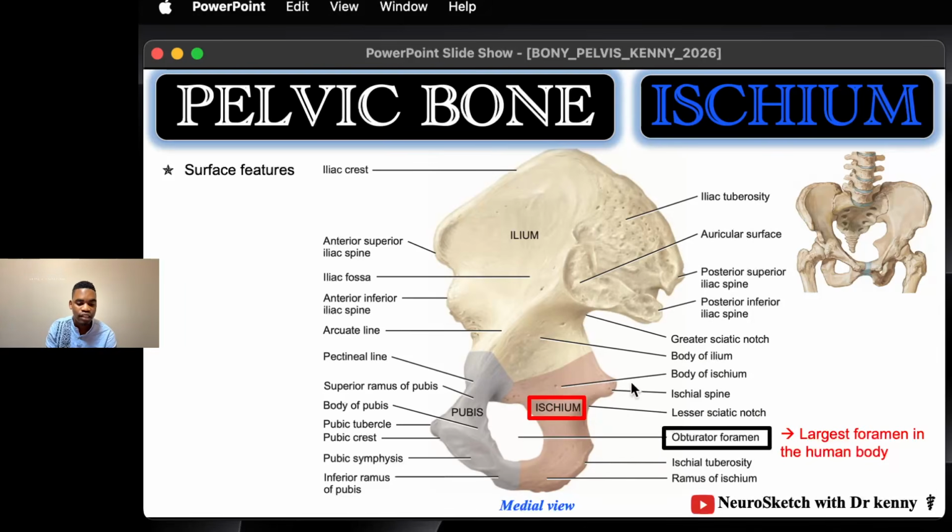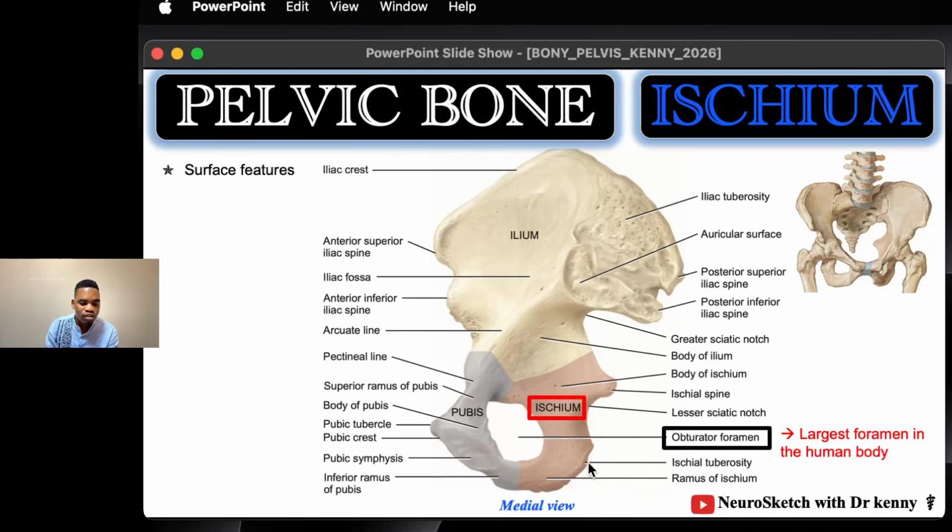The very first one is called the ischial spine. We have only one ischial spine. This is why we don't have superior or whatever. There is only one ischial spine. But we've seen the ilium has four iliac spines: superior, inferior, anterior, and posterior. So this is the ischium and the parts of the ischium we've seen.